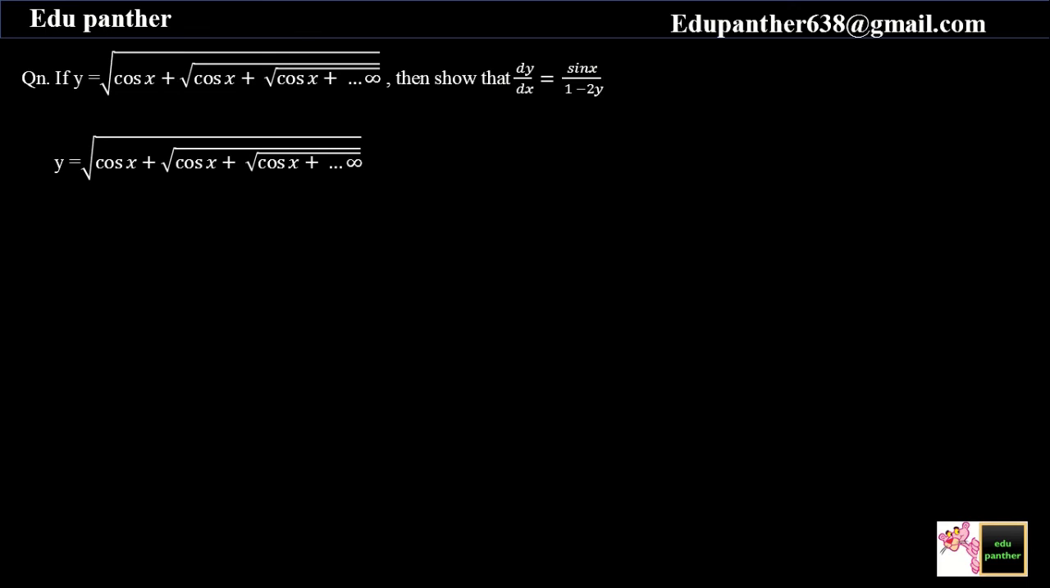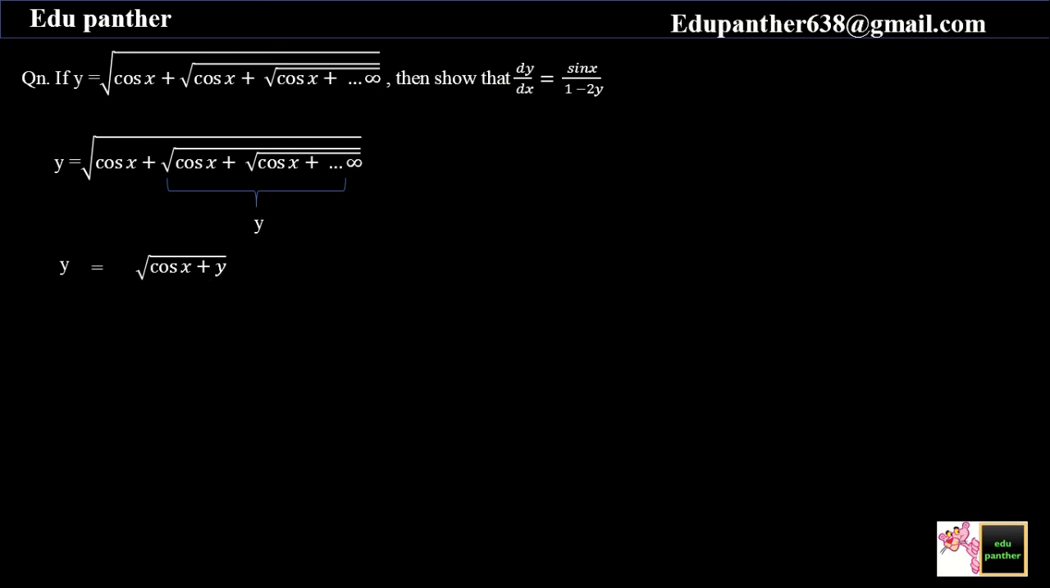Similarly, if we ignore the first two cos terms, inside that also we have square root of cos x plus square root of cos x plus square root of cos x till infinite number of times. So what can we do here? Observe here. This whole expression is also the same as y only. So instead of this whole expression we can write y, because y has infinite number of terms, and this term also has infinite number of terms. So we can write y is equal to root of cos x plus y, with this whole term as y. Now we have simplified this expression.